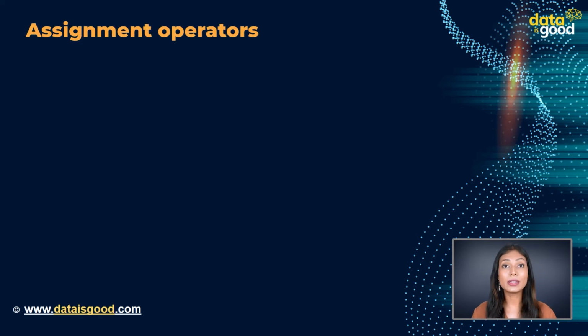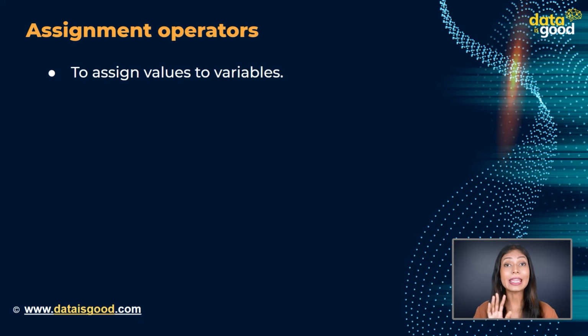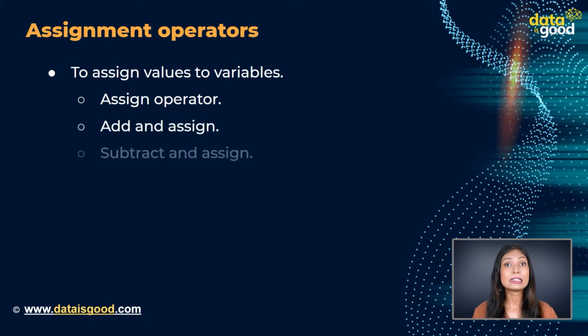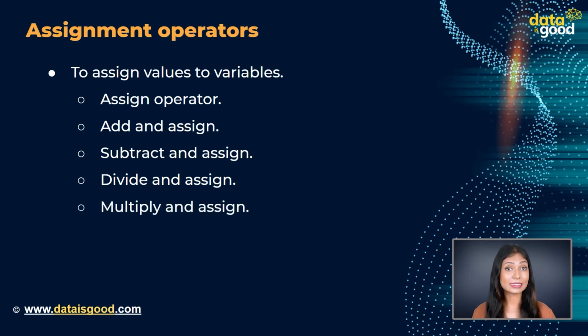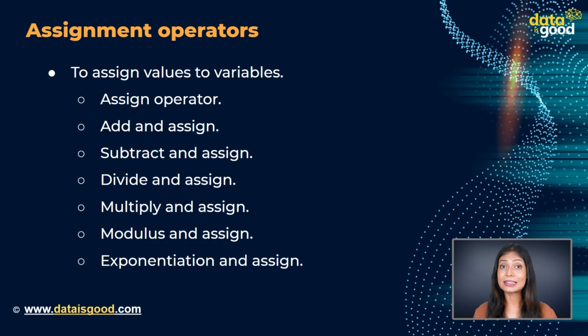And now we will learn about assignment operators. Assignment operators are used to assign values to variables. And there are 8 assignment operators in Python. Assign operator, add and assign, subtract and assign, divide and assign, multiply and assign, modulus and assign, exponentiation and assign, floor divide and assign. Now let us see how each of these operators works.